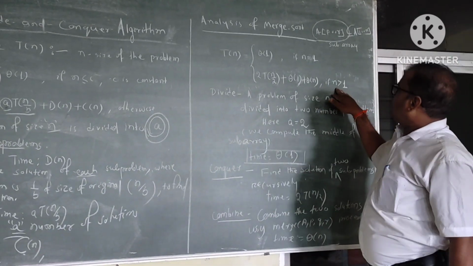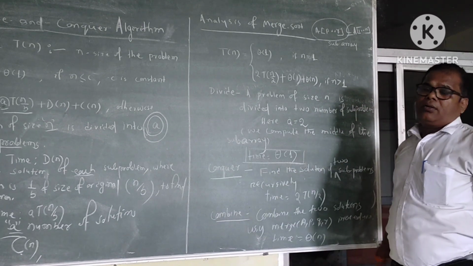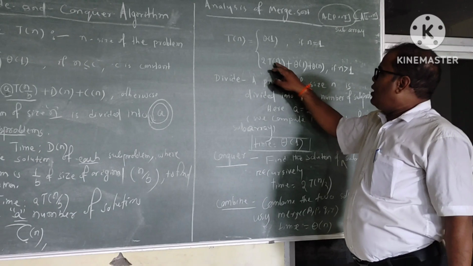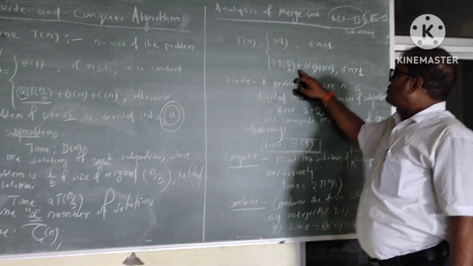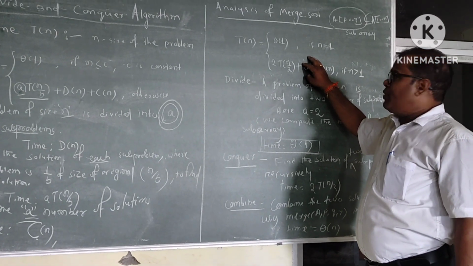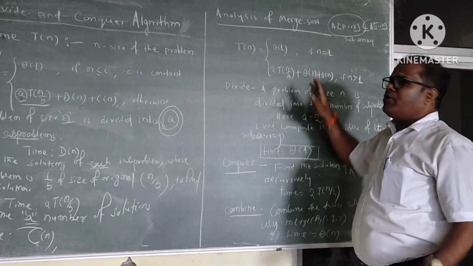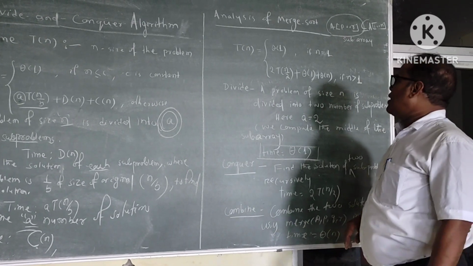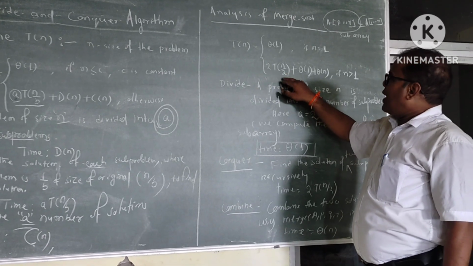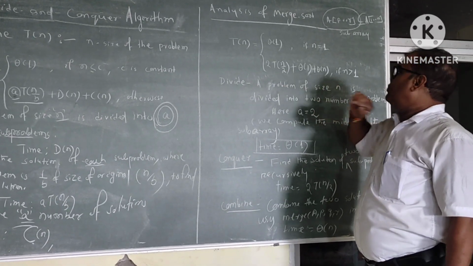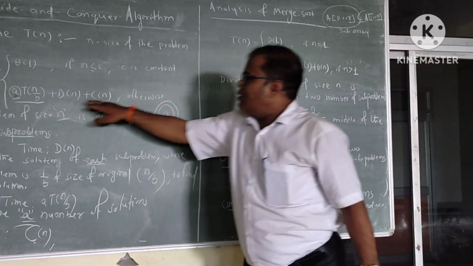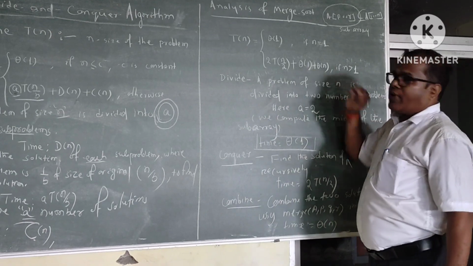Now coming to the other situation, if n is greater than 1, what is the time for finding the solution? 2T of n by 2, plus the time to divide the problem, because we already know that we divide the problem into two parts of equal size n by 2. In the second part, this is the time for the divide, D of n, that is theta of n.